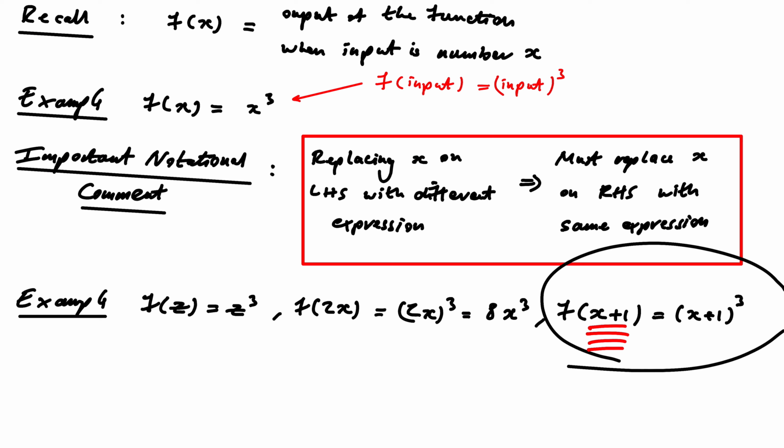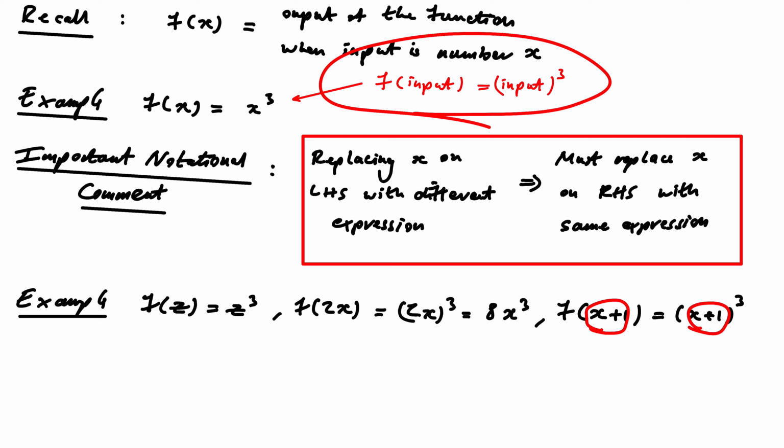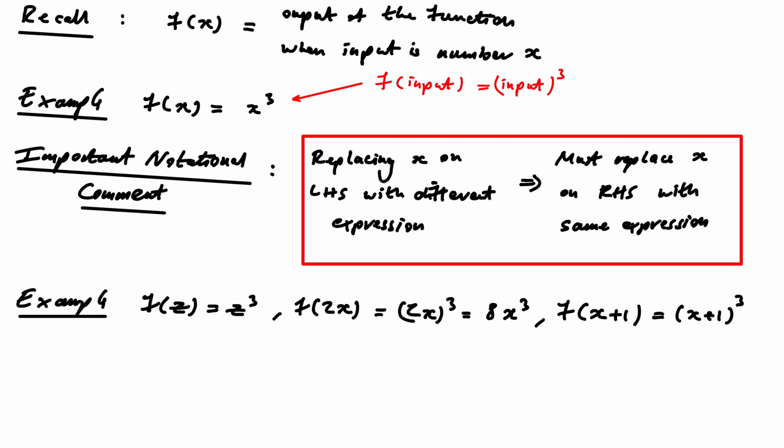But the main thing is, whatever you're going to put into your function has to be exactly the same on the other side. So it's really up here. Whatever our symbol is for the input, x plus 1, x minus 1, who knows, it's got to be exactly the same on both sides. Okay, it's a very important comment on notation.